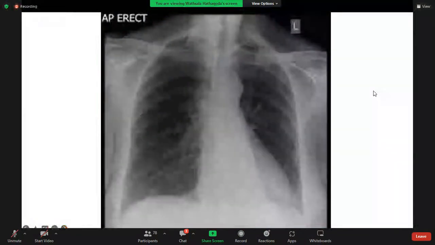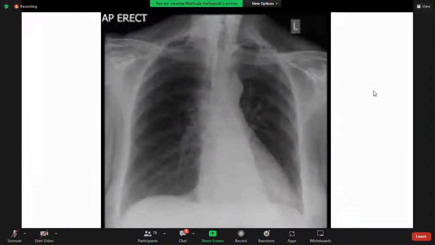So right side. Sorry, Putta, yes. Hyperinflated lung, madam. Sorry, I didn't get you. I didn't catch you. Hyperinflated lung, madam. Okay, all right. Oh yeah, by looking at it, you can see it's hyperinflated.